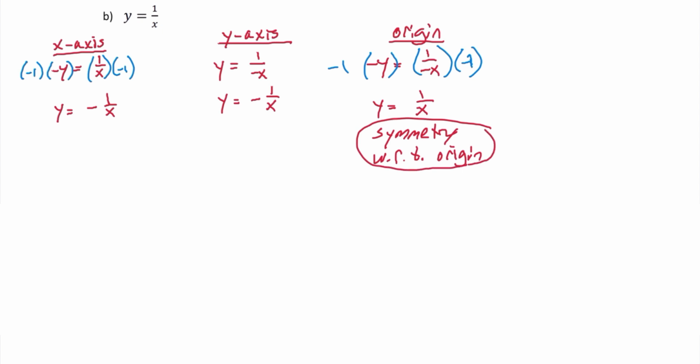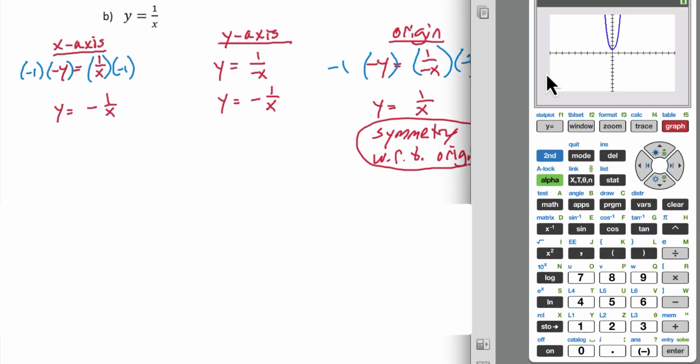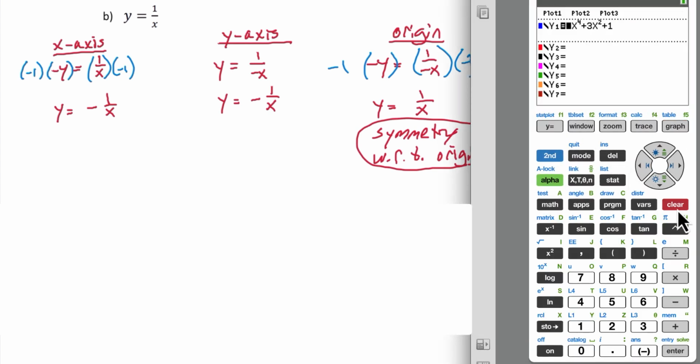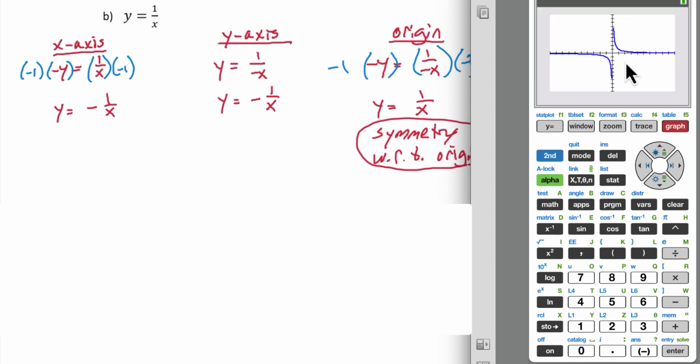We can confirm this with a graph. Go to y equals and type in 1 divided by x. Check out that graph and notice that we do have symmetry about the origin, confirming our algebra.